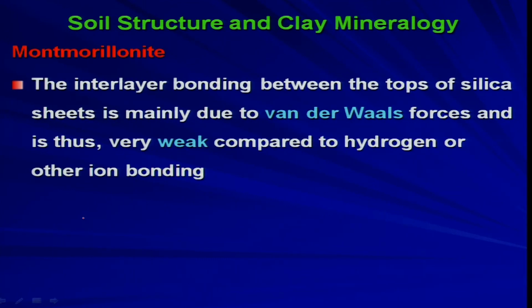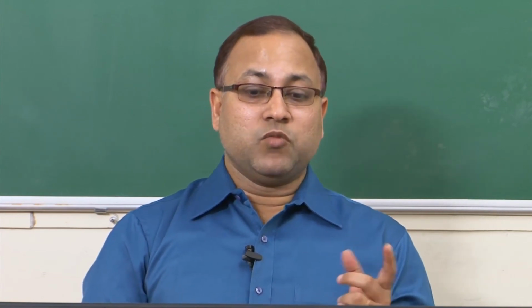The interlayer bonding between the tops of silica sheets is mainly due to the van der Waals force and is thus very weak compared to hydrogen or other ionic bonds. In the case of kaolinite, we have seen the hydrogen bond at the interlayer, and that is why it was very strong and very stable, not allowing any water to come inside. But in the case of montmorillonite, the interlayer bonding is because of the van der Waals force, which is very weak. From our chemistry knowledge, we know that van der Waals force is very weak, and it will allow the water to come inside.